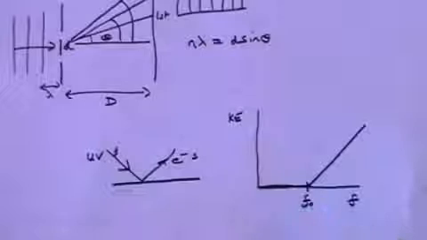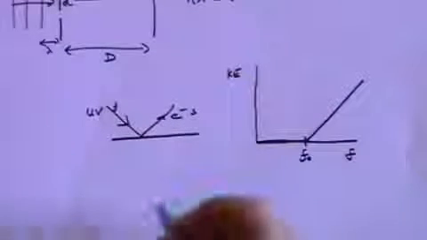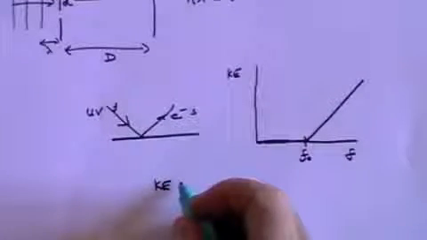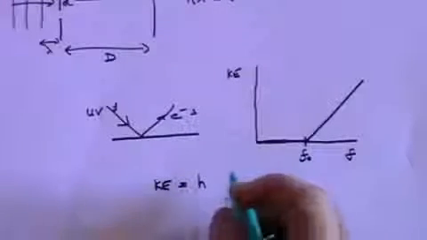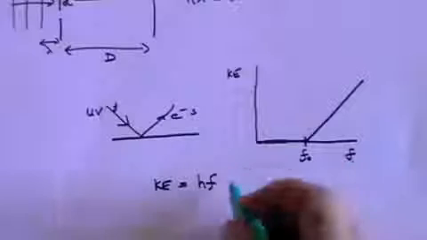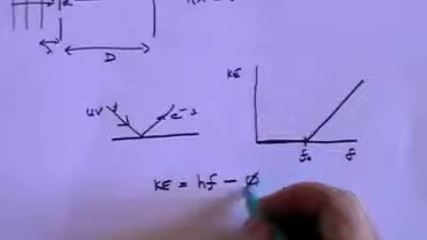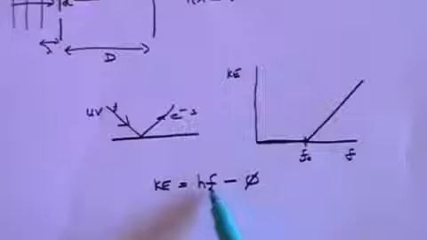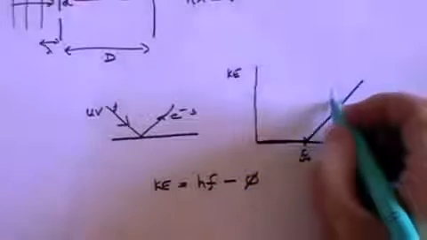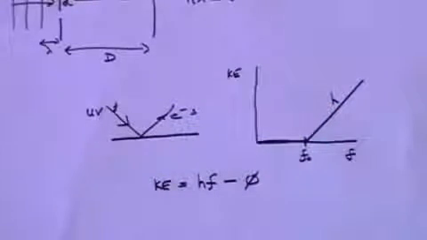Now a straight line obeys a simple equation, and that is that KE equals a constant, which I'm going to call h, I'll explain why in a moment, times the frequency, minus another constant, which I'm going to call phi, and I'll explain why in a moment. What does this mean? It means that the kinetic energy is directly proportional to the frequency, and the gradient of the line is h.